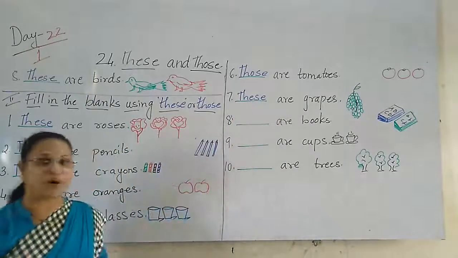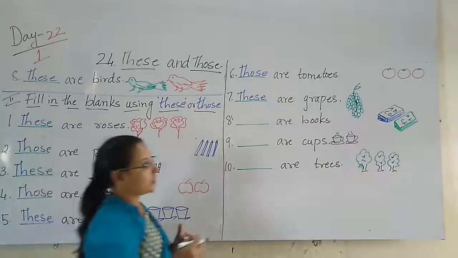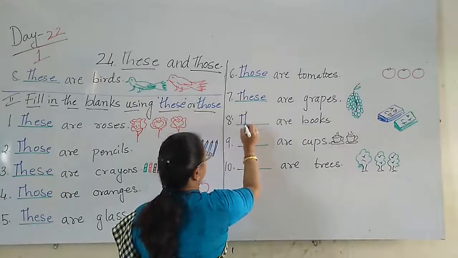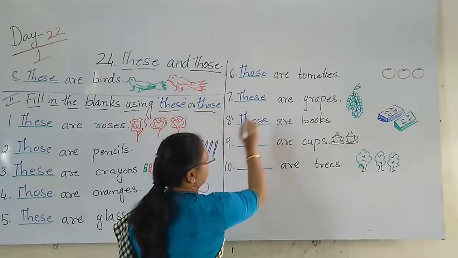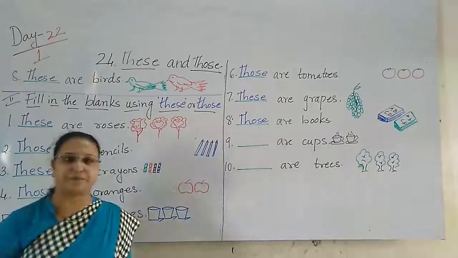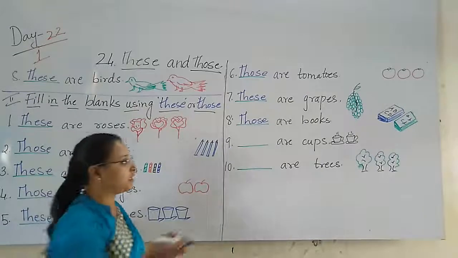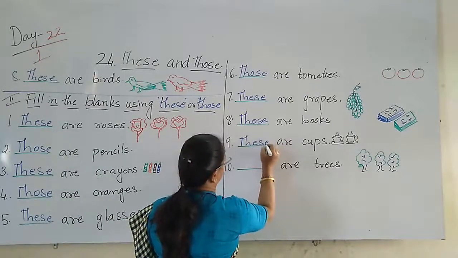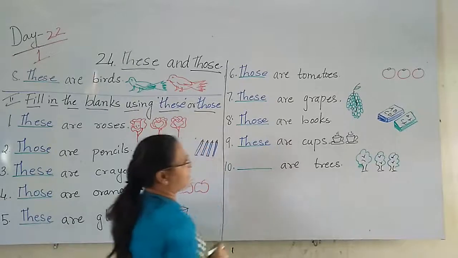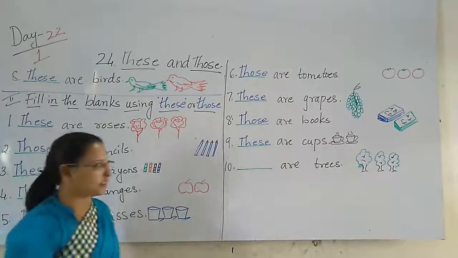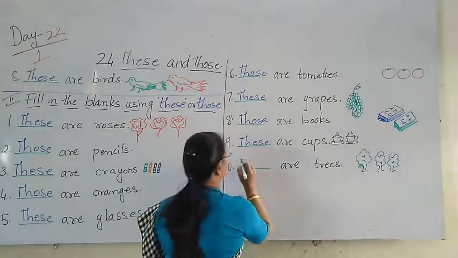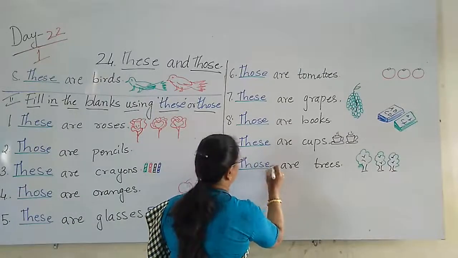Dash are books. And the books are far away. So we write, those are books. Dash are cups. The cups are close to us. So we write, these are cups. Dash are trees. The trees are far away. So we write, those are trees.